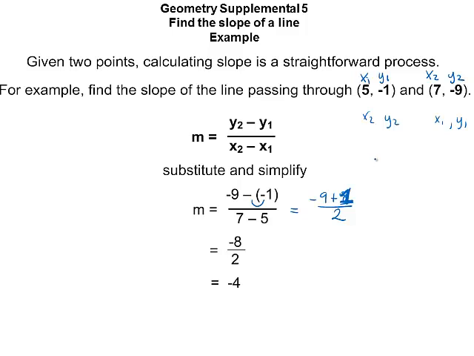No. Watch. If I did it this way, I would have negative 1 minus negative 9 over 5 minus 7, which would give me 8 over negative 2, which would still give me negative 4. The only way you'll get that wrong, it doesn't matter if these are 1s or these are 2s or whatever, but if I say this is a 1 and this is a 2, I can't have x1, y2. So they both have to be 1s, they both have to be 2s, and then the pairs have to match this way too.